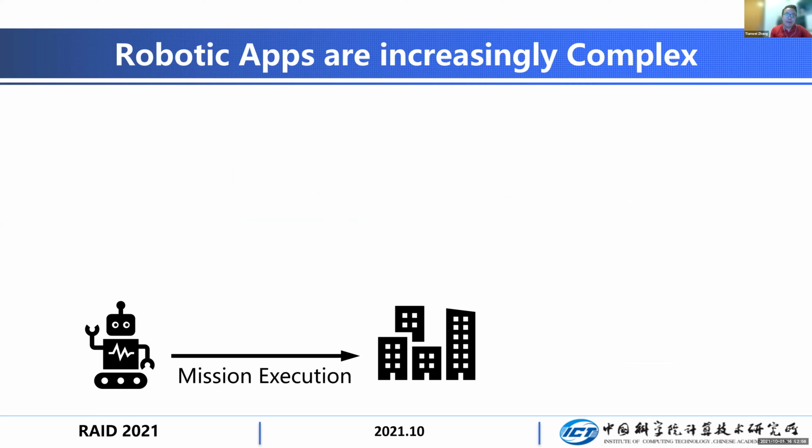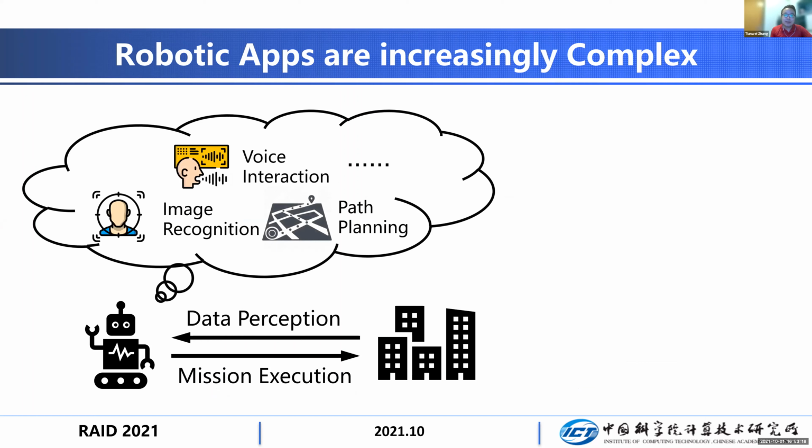The robots are becoming more smart. It is expected to perform more intelligent tasks. Meanwhile, we also require the robotic apps running on these devices to become more intelligent. And then these apps are becoming increasingly complex. Generally, these apps are composed of different functions, and these functions are required to handle the data received from environment. This includes voice interaction, image recognition, and path planning.